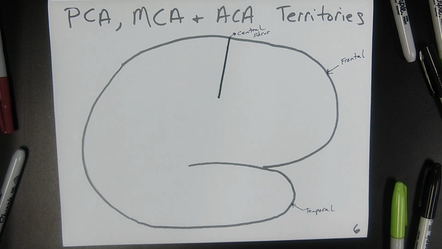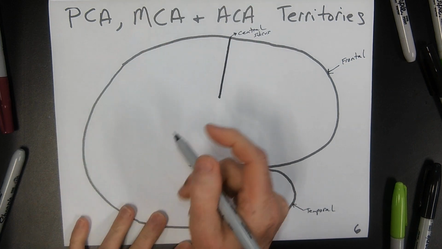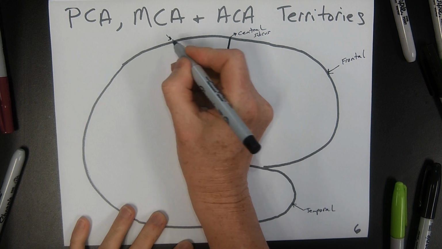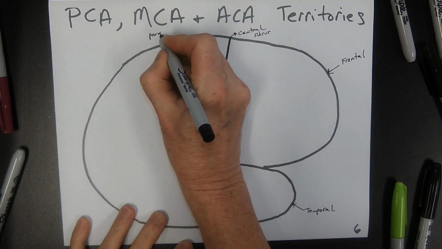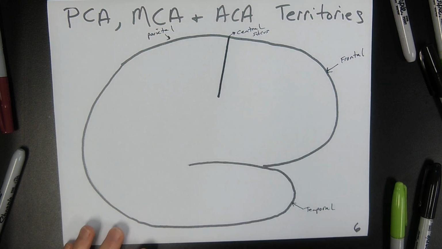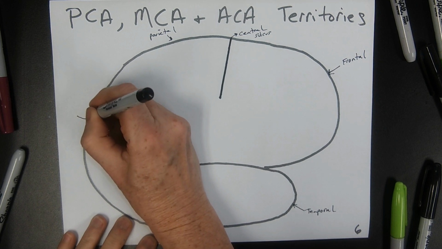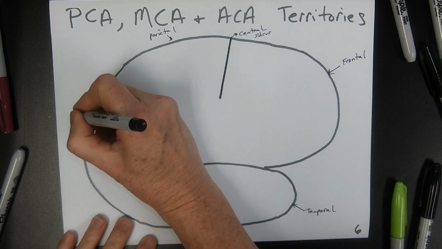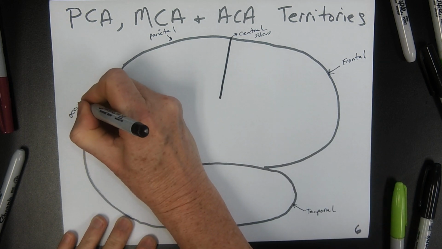Is there a question? Okay. Behind the central sulcus, what's this next lobe? Parietal. Okay, and behind the parietal, way back here in the back, responsible for vision, is your occipital.